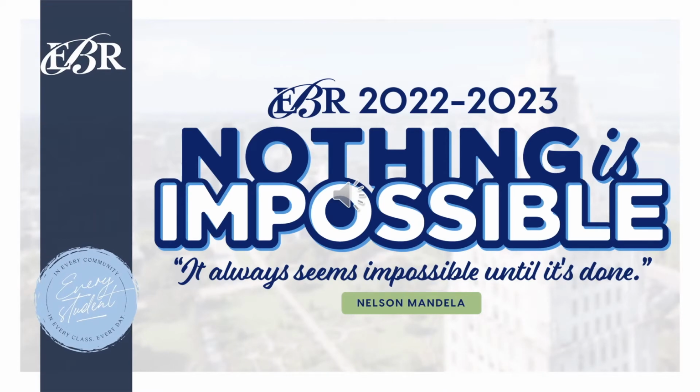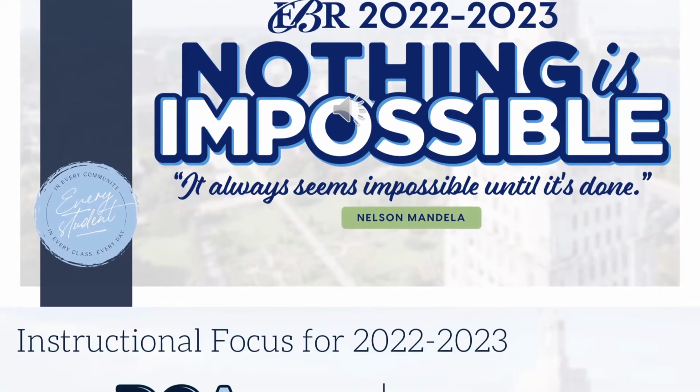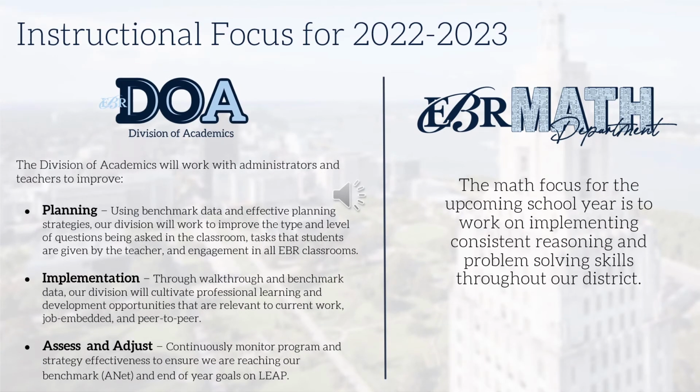The East Baton Rouge Parish Schools theme for this school year is Nothing is Impossible. It always seems impossible until it's done. The focus of the Division of Academics for this year is to work with administrators and teachers to improve planning by using benchmark data and effective planning strategies to improve the type and level of questions being asked in the classroom. Implementation of professional learning and development activities that are relevant to current work, and to continuously monitor program and strategy effectiveness to ensure we are reaching our benchmark goals.